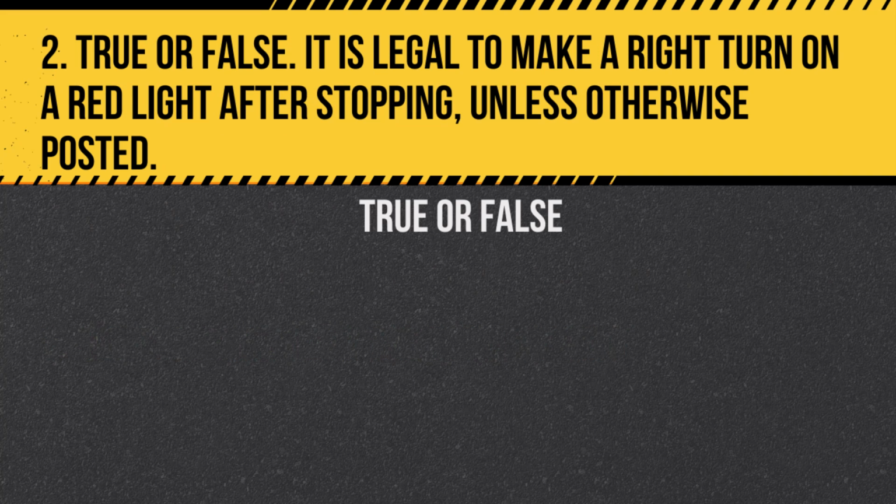Question 2. True or false? It is legal to make a right turn on a red light after stopping, unless otherwise posted. Answer: true. In British Columbia, you are allowed to turn right on a red light after coming to a complete stop and ensuring the way is clear, unless a sign indicates otherwise.